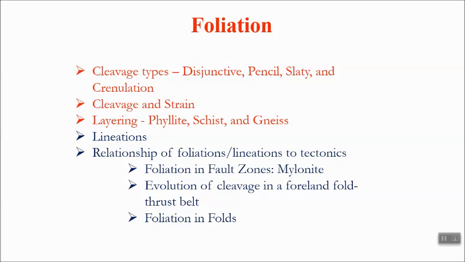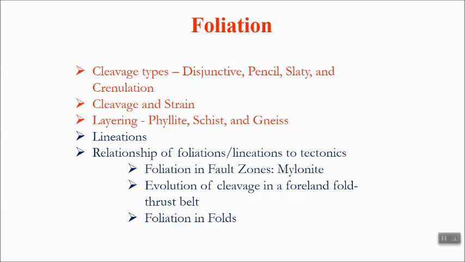We have already learned what is foliation, and we know that it is a planar parallel fabric of the rock. In foliation we have learned about cleavage, the different types of cleavage, and also the relationship of cleavage and strain. After that we came to what is called layering, and how this layering is seen in phyllite, schist and gneiss.